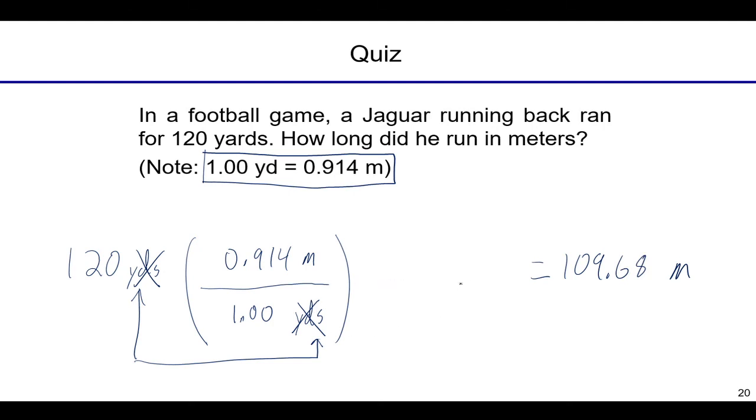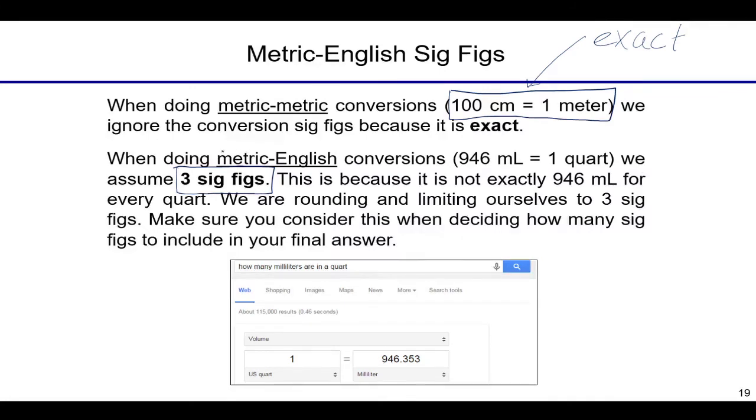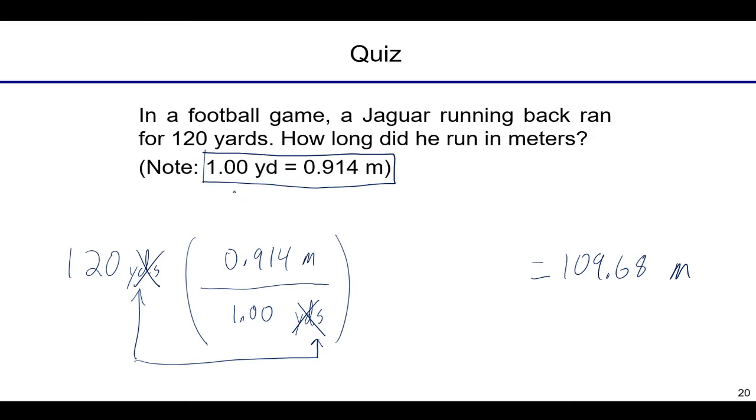But that is not the right answer. Yes, that's what the calculator spits out, but remember what we just got done talking about, metric to English conversions. Pay attention to the Sig Figs. So here is 3 Sig Figs. So you might say, well, I can't report 109, right? I want to make this 3 Sig Figs. So maybe I would report 110 decimal meters. Or maybe I would report 1.10 times 10 to the 2 meters.